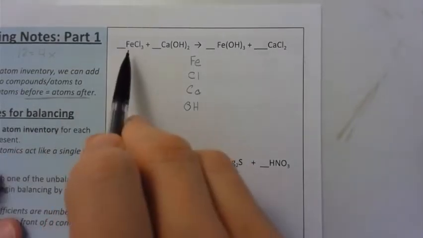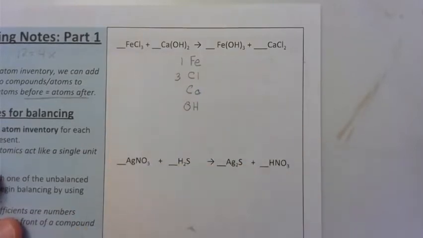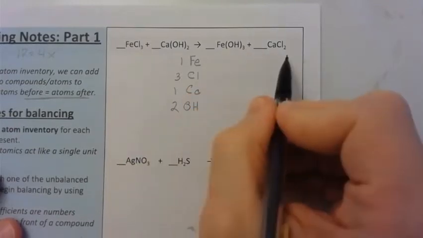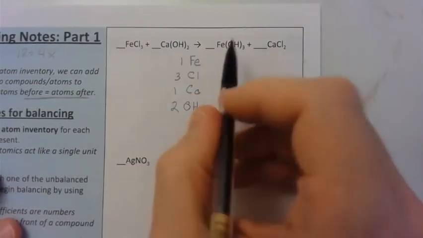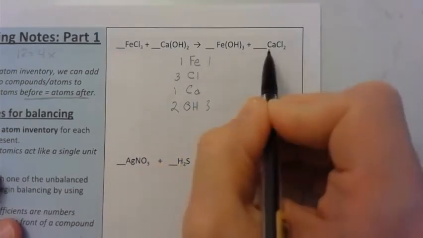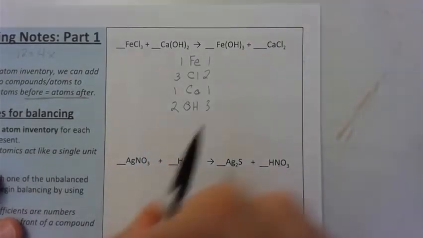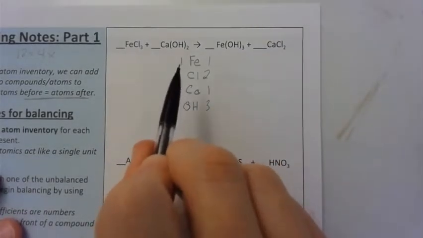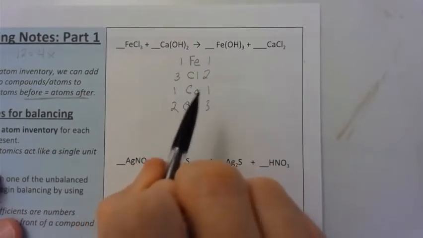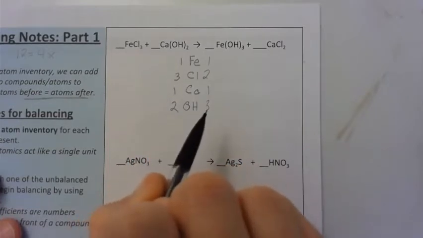So the total iron count on the reactant side is 1. The total chlorine count is 3. Calcium, we've got 1. Hydroxide, 2. And then on the product side, after these things have rearranged, we now have 1 iron, 3 hydroxide, 1 calcium, and 2 chlorine. So again, our inventory shows that we've got 1 iron in, 1 iron out. So technically our iron atoms are balanced and our calcium atoms are balanced, but the chlorines are losing 1 and the hydroxides are gaining 1.